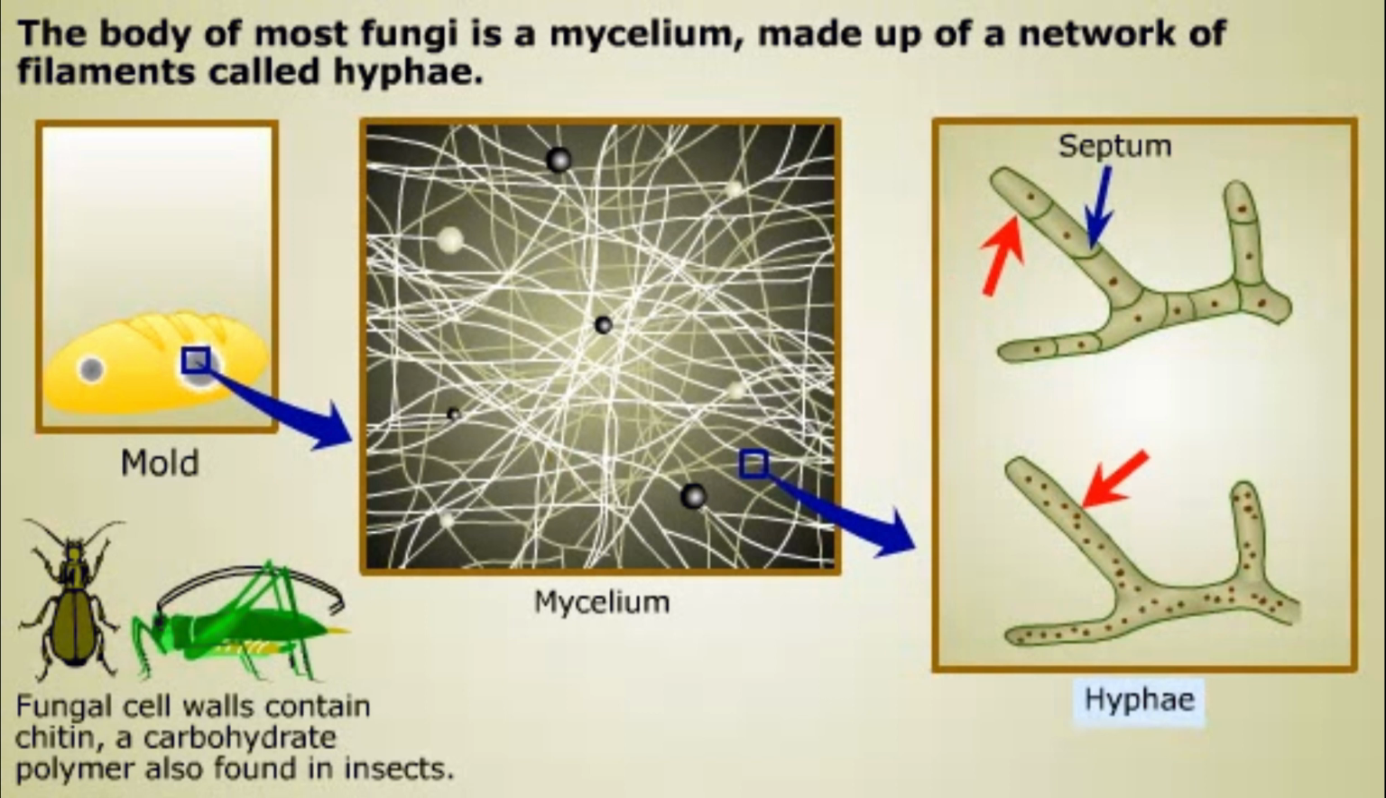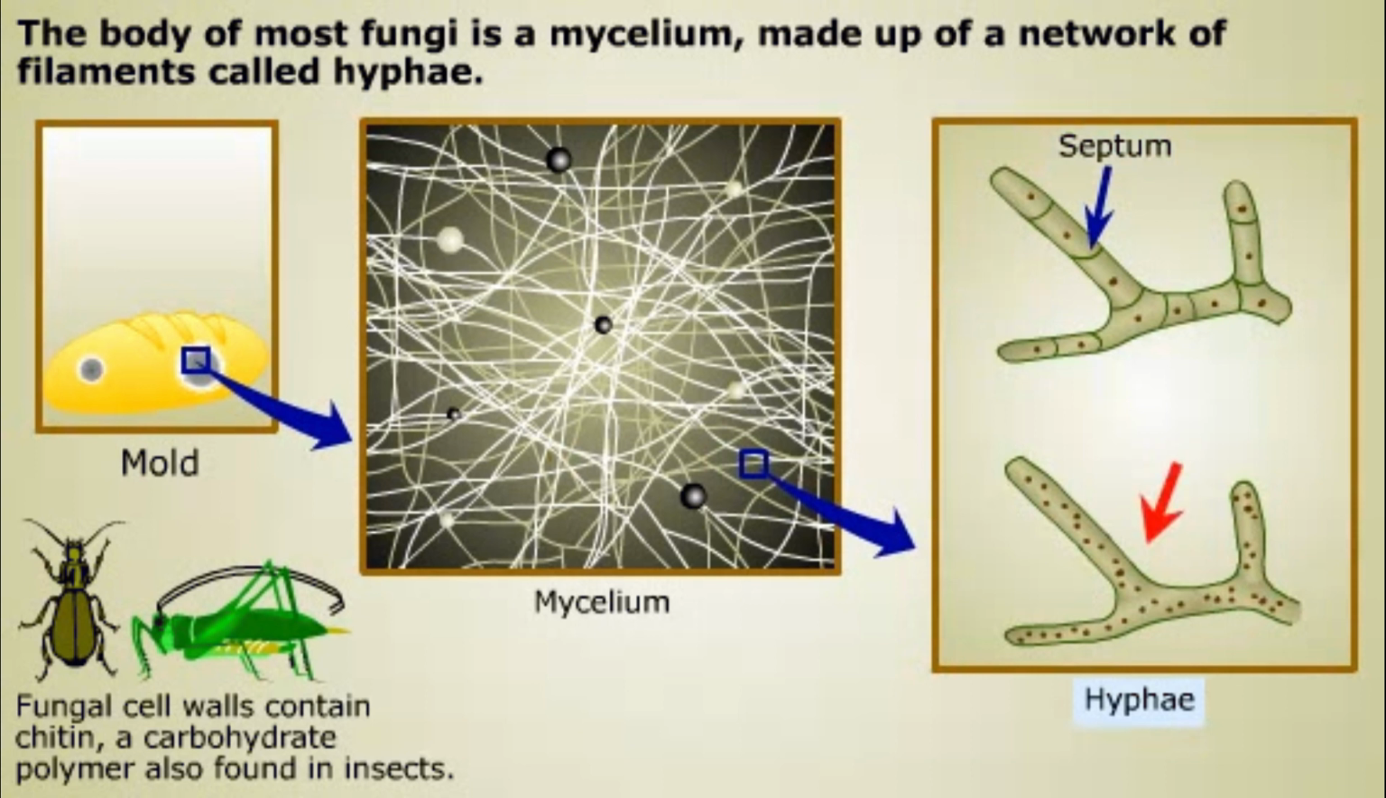Hyphae have tough walls surrounding their plasma membranes and cytoplasm. Fungal cell walls, unlike those of plants, aren't made of cellulose. Instead, they contain the carbohydrate polymer called chitin. A form of chitin is also a component of the external skeleton of insects and their relatives.